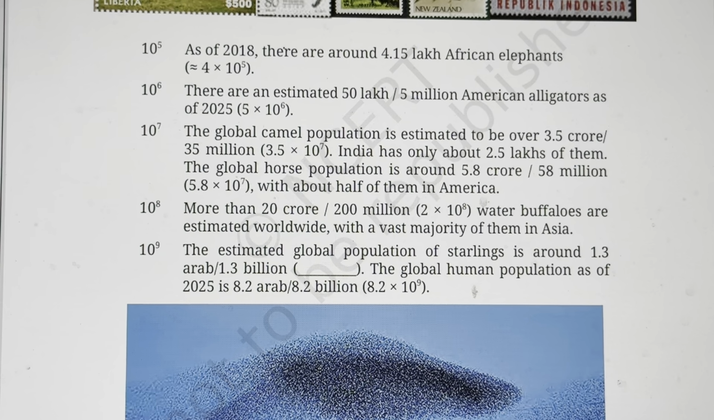10 raised to 5. Now just now we learned 10 raised to 5 is 1 lakh. Or 100,000 in the international system. So it has 5 zeros.